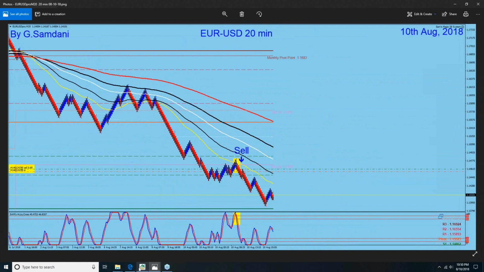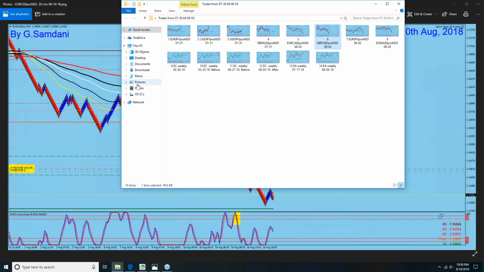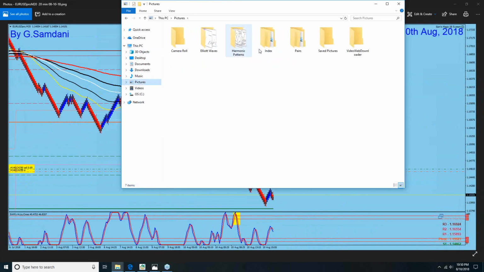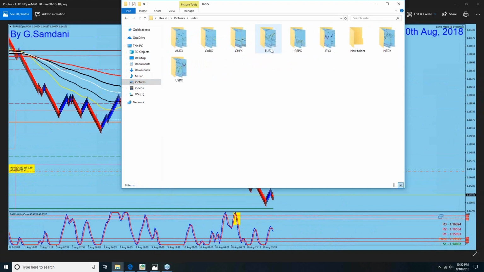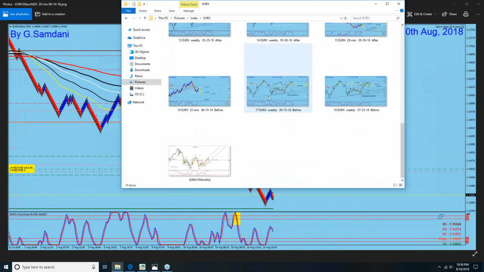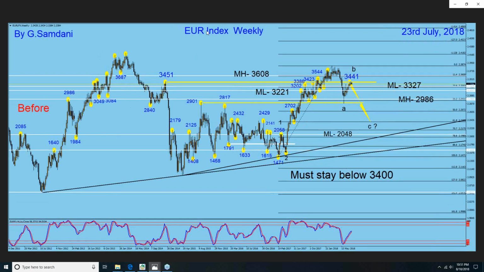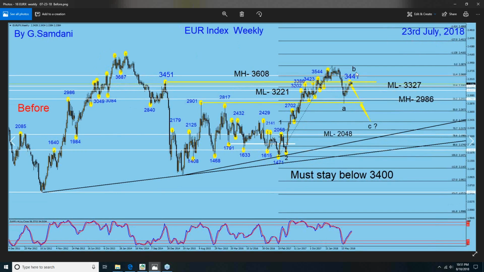Just like euro, just like the pound index I just showed you. If I quickly show you the euro index chart that I made, obviously all the euro pairs had to go down, and they did. Let me show you. This is the chart that I made, and I gave it to my subscribers. This is the euro index weekly chart I made on 23rd July, that we're going to drop from here first, and then if we break below this area, we're going to be dropping here. You know where we are now today.